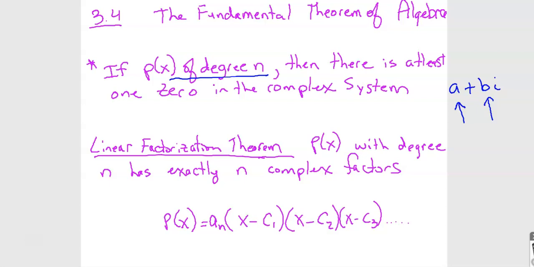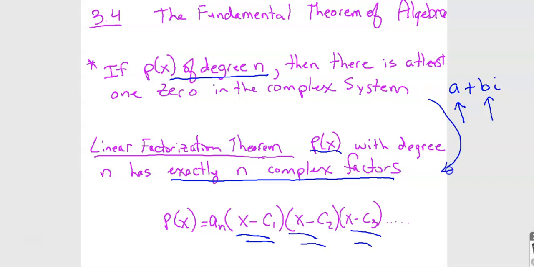This fundamental theorem says there's at least one zero of whatever that degree is. And going hand in hand with that is the linear factorization theorem. If a polynomial p of x has degree n, it has exactly n complex factors. Whatever the n is, it could be the 8th degree or the 7th degree, that's how many factors it's going to have of the complex nature. And of course, that means that's how many zeros you're going to have.